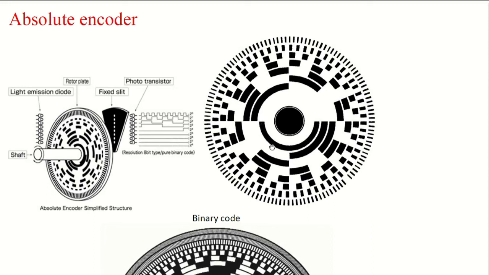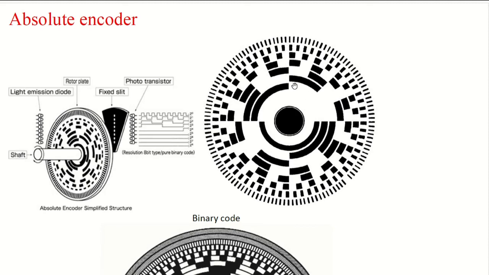So you see the inner one, it's 2 bits, it's 0 and 1. But the outer one you have 0, 1, 0, 1. And then you have 8 possibilities, and you have 16 possibilities, etc., up to 2 power 8. So the phototransistor will capture the light, and it will produce a binary signature of the position.